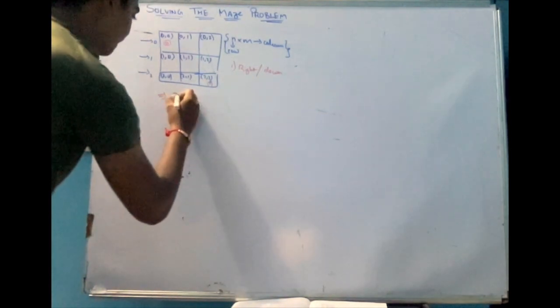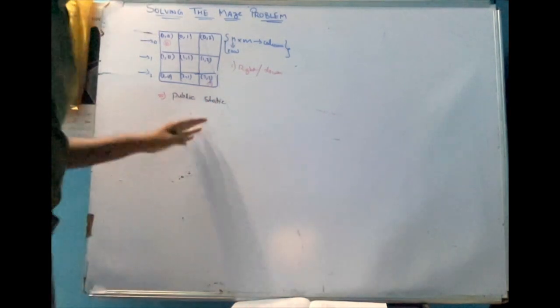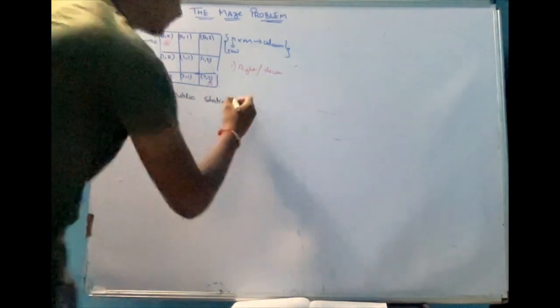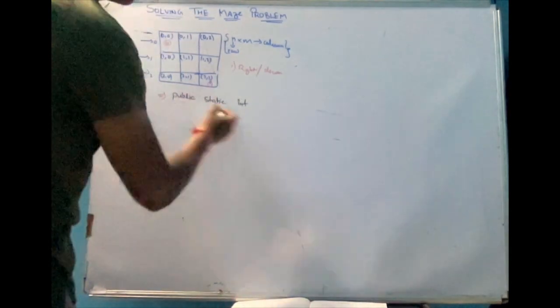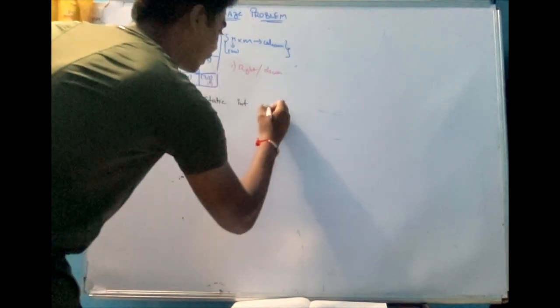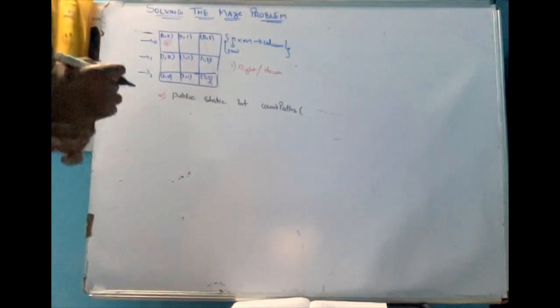public static, and we won't be keeping our function as void because we'll have to return the number of ways it is calculating at the end. So we'll be keeping the return type as int: public static int, and then the name of the function, we are keeping it as countPaths. We'll be passing 4 parameters in this function.